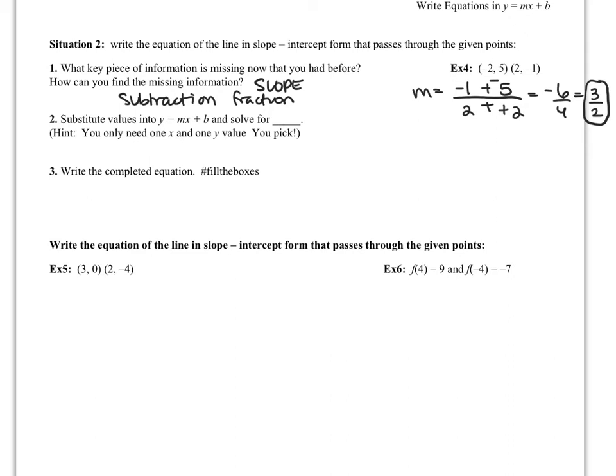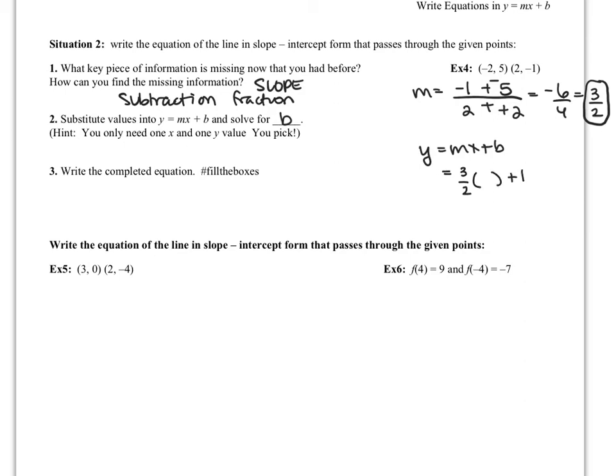Now just like on the previous one, I'm going to substitute my values into my formula y equals mx plus b so I can solve for b. Here's the difference. I only need to use one of my 2 points, and so it's up to me which one I'm going to pick. The slope, I only have one option. The slope is 3 over 2.